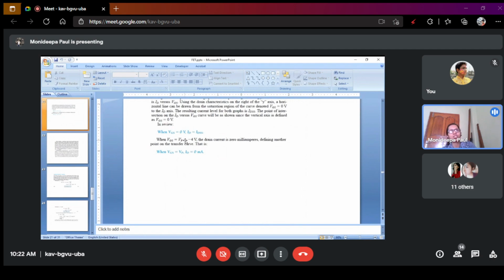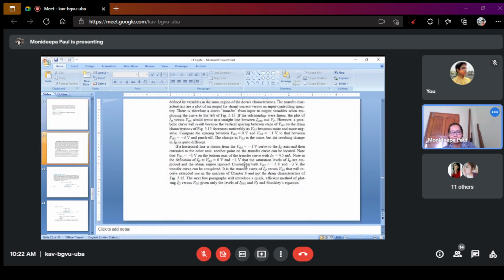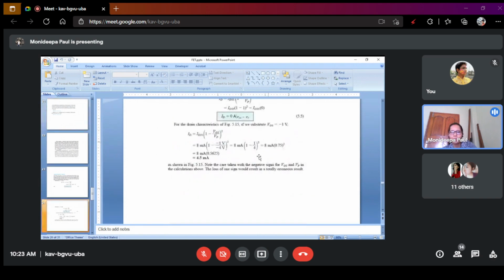Okay, VP value is minus 4 volt, normal FET. This is the constant. So if we put VGS equal to minus 1 volt and VP equal to minus 4 volt, then we get 4.5 milliampere ID. So when you put the value of VGS and VP, you should put the sign of these two voltages.